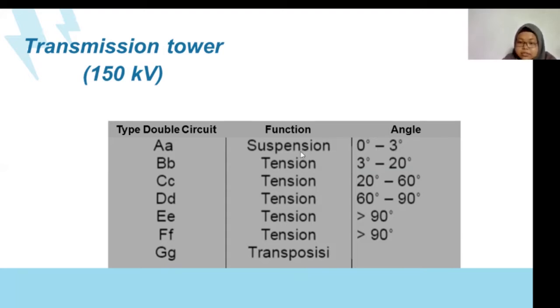For our material today, tension BB, the angle is 3 degree until 90 degree. And this type means foundation good.